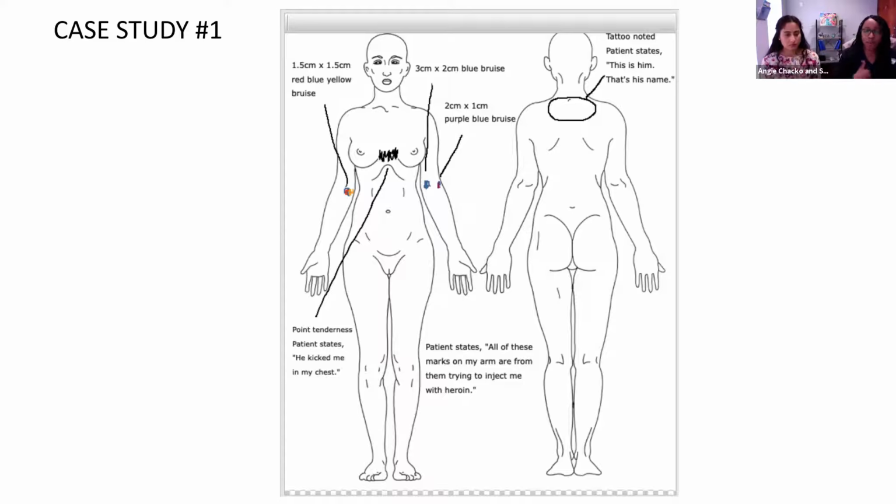She also had point tenderness, which means that if you touch a certain area, the patient feels pain or tenderness, or is a little sore there. So she had point tenderness right in the middle of her chest area. And she said, he kicked me in my chest. She was referring to her pimp. That's the physical abuse side of things. So not only is there sexual abuse involved, there's also physical abuse from the pimp himself, another means of power and control.